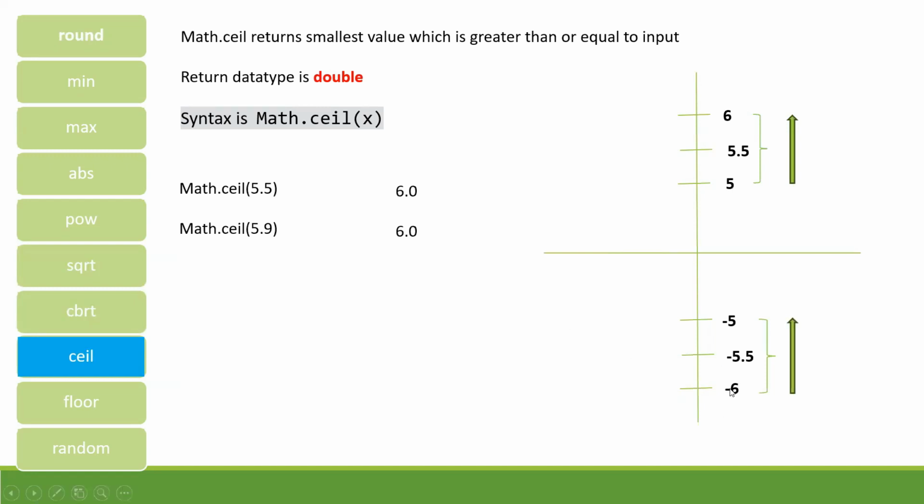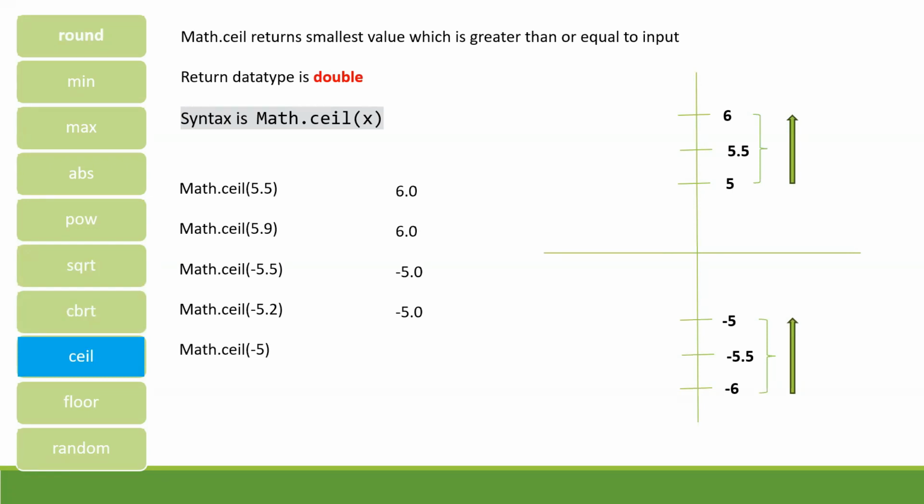For negative numbers, it is the same. You always look up. Wherever your number is, you draw the number line, put the number, and then look up. So if I say math.ceil minus 5.5, the number is over here. Looking up, the closest whole number I find is minus 5, and it has to be data type double, so the answer will be minus 5.0. Math.ceil minus 5.2, the number is somewhere over here. In this range, looking up, we get minus 5.0.